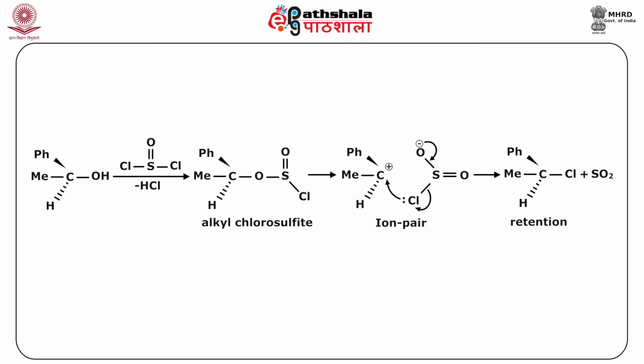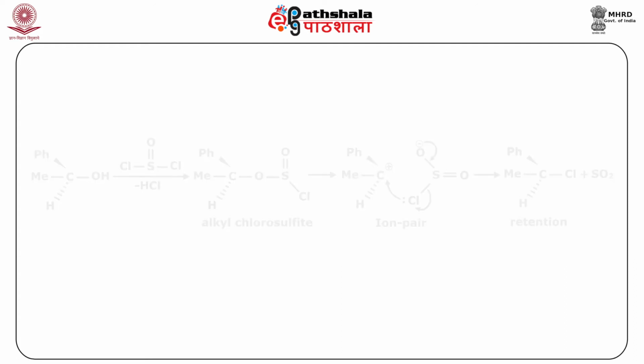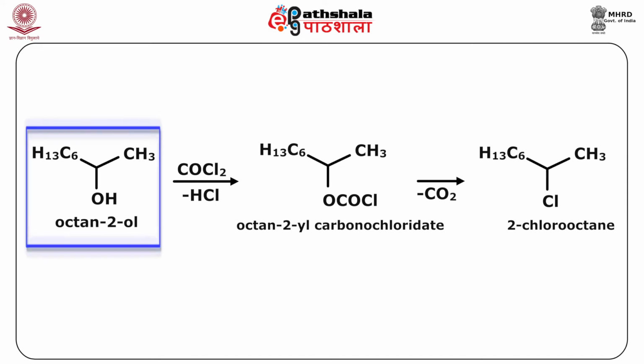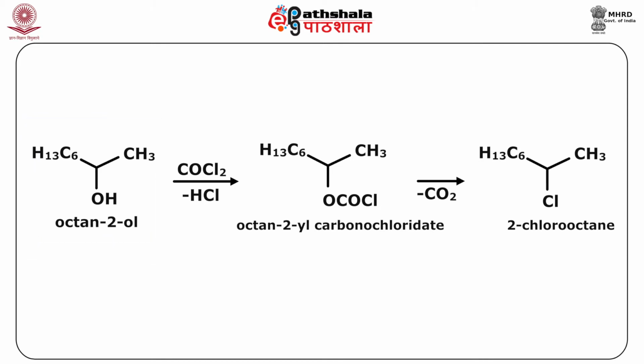That is, it forms an internal attack. As you can see here in the figure, there is no external attack but the internal attack from the same side. Another example of SNi is the reaction of 2-octanol with phosgene that proceeds with the retention of configuration again. As you can see here, the 2-octanol is reacting with phosgene to give you the substituted product but with the retention of configuration because of the internal attack, again the SNi mechanism.